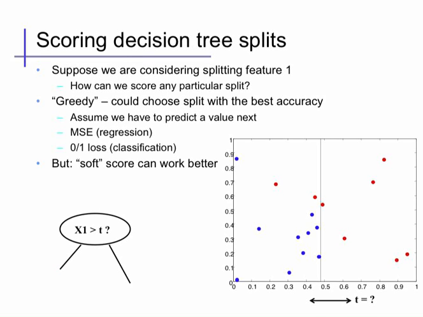So let's think about how to score a possible split. Suppose we're considering splitting one feature, say feature 1, and feature 1 is, let's say, a continuous feature. One greedy method we could use is to simply choose the split that has the best accuracy, in terms of the lowest misclassification rate if we had to predict at the next step. That's a possibility, but it turns out that in practice a soft scoring method can often work better.